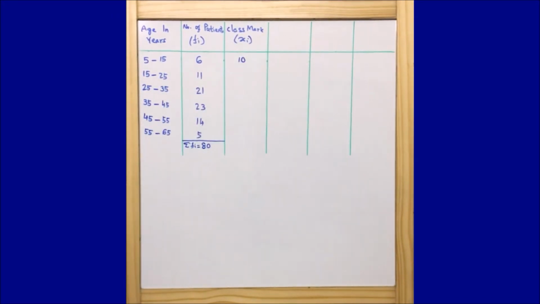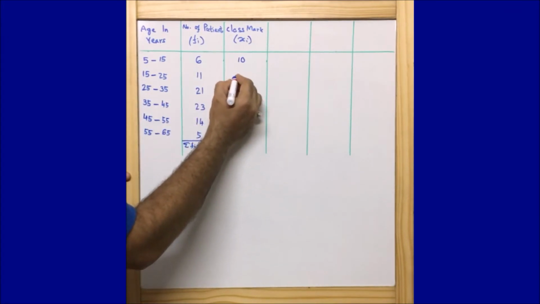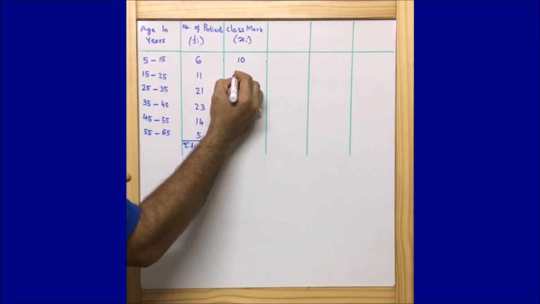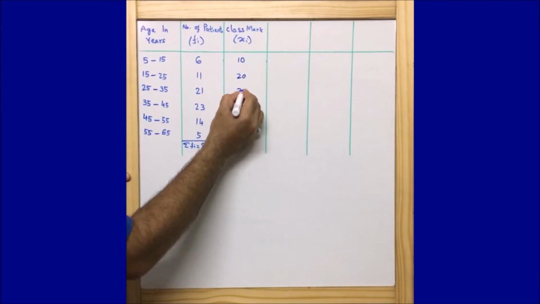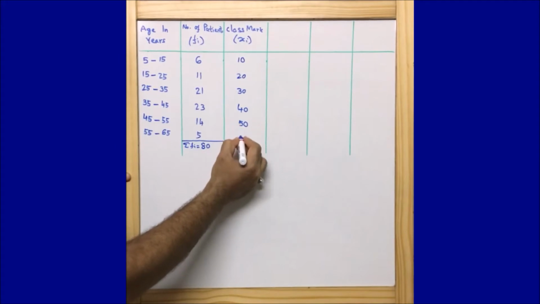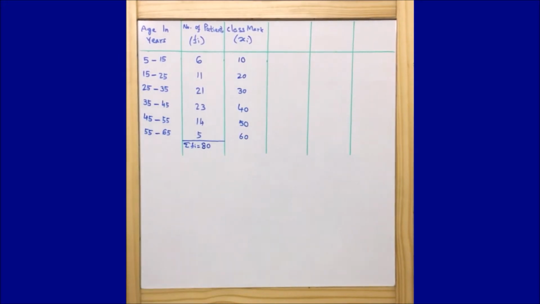You could see that there is a gap of 10 between each class interval: 5 plus 10, 15, 15 plus 10, 25, 25 plus 10, 35. So instead of doing lower plus upper divided by 2, I will simply keep on adding 10 to each of our class marks. 30, 30 plus 10 is 40, 40 plus 10 is 50, 50 plus 10 is 60. So this is what we got: 10, 20, 30, 40, 50, 60.